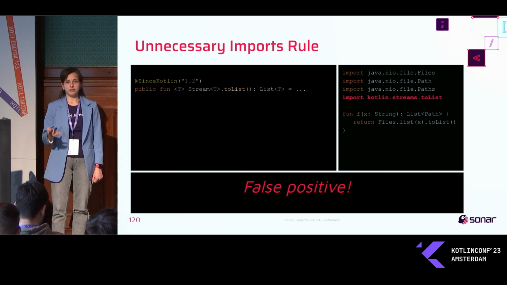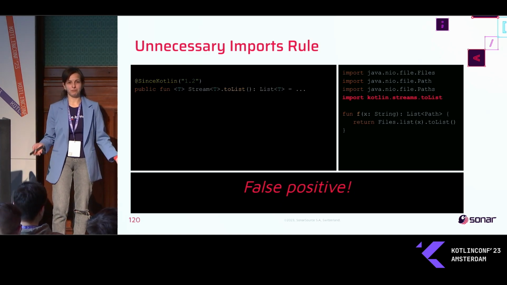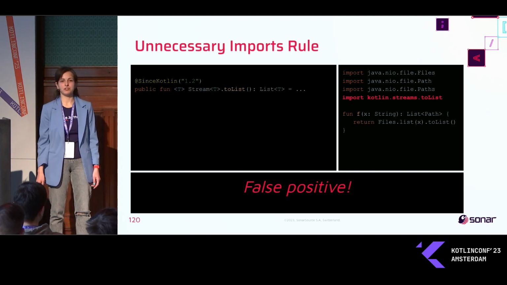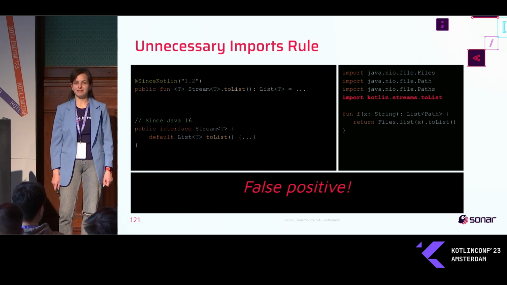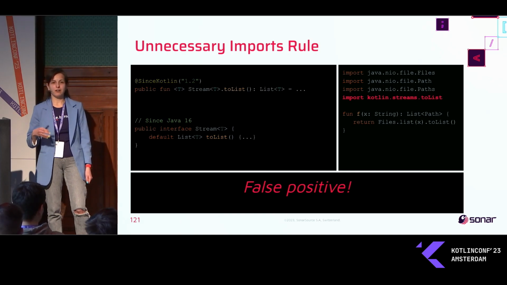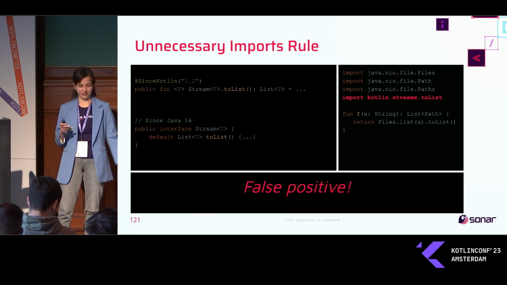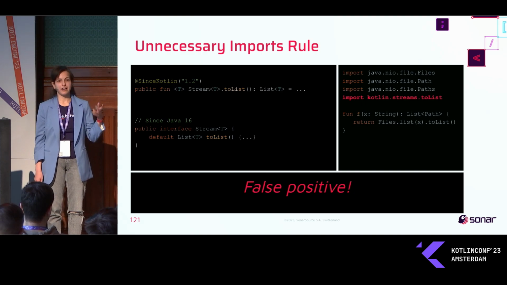Actually, since Kotlin 1.2, there is an extension function on stream, toList. Because, why not? We all want this, and that's how we work with streams in Kotlin. And then, in Java 16, there is a toList function on stream, which is a default function. And if you know a little bit how the JVM and Java work, you know that instance functions have higher priority than extension functions, and that one will be resolved.